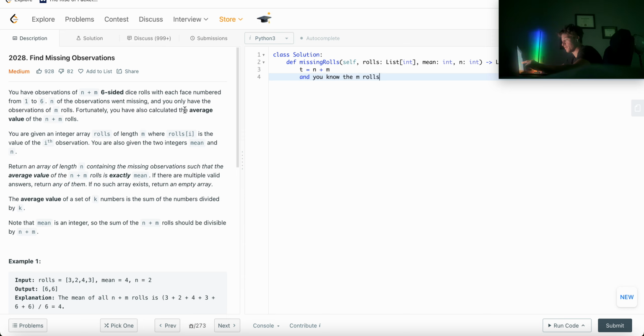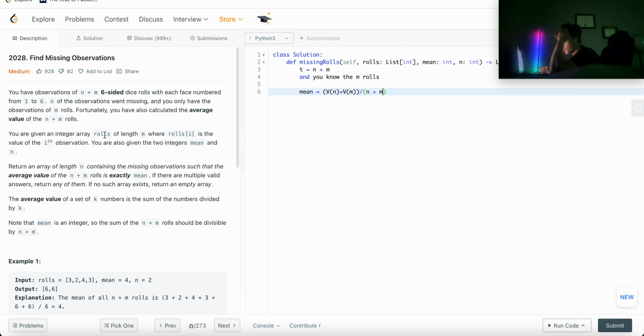All right. We've also calculated the average value of the n plus m rolls, right? So you have the value of the mean, right? It's given here as mean, and the mean is equal to, well, something. What are the total number of rolls? But that would just be 1. But the actual value of these rolls. So the value of n plus the value of m, I guess. Value meaning the actual sum of those rolls divided by, let's call it n plus m to keep it simple. Okay, that's how you calculate averages.